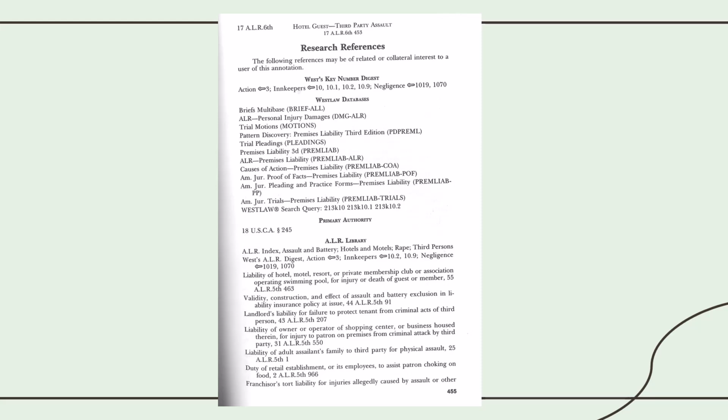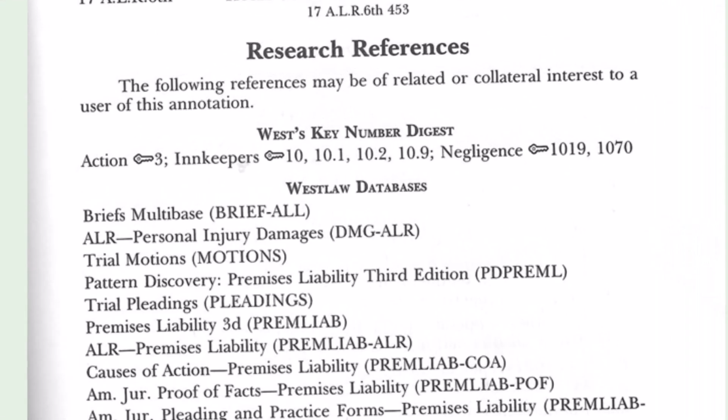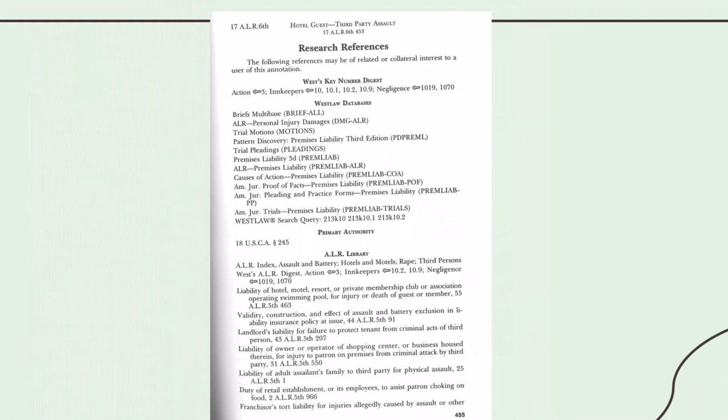Now the research references start on the next page, and there's really only one really important part here, and that's the first thing, West's Key Number Digest. This is giving you the topics and key numbers that it believes are most relevant, and you can save yourself a lot of time trying to find the right topics and key numbers. So it's telling you to look at topic action, key number 3, topic innkeepers, key numbers 10, 10.1, 10.2, and 10.9, and negligence topic, key numbers 10, 19, and 1070.